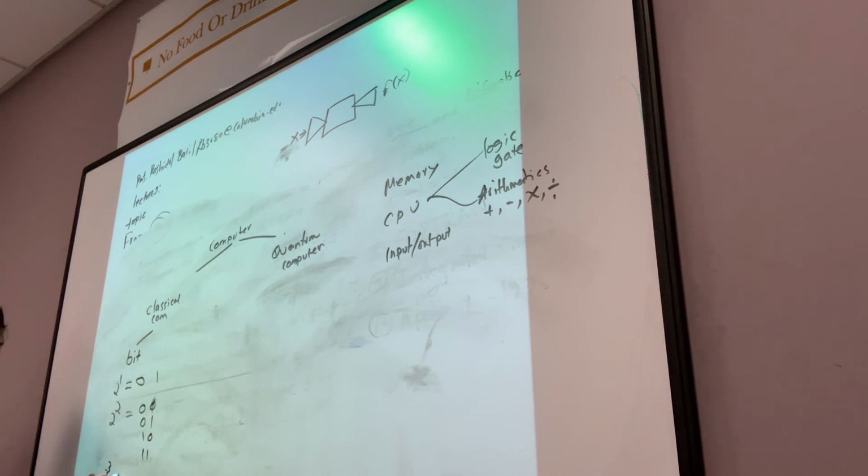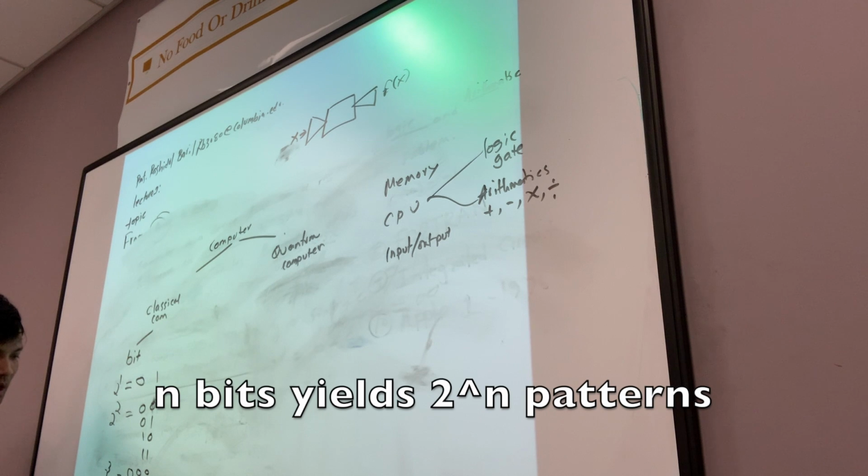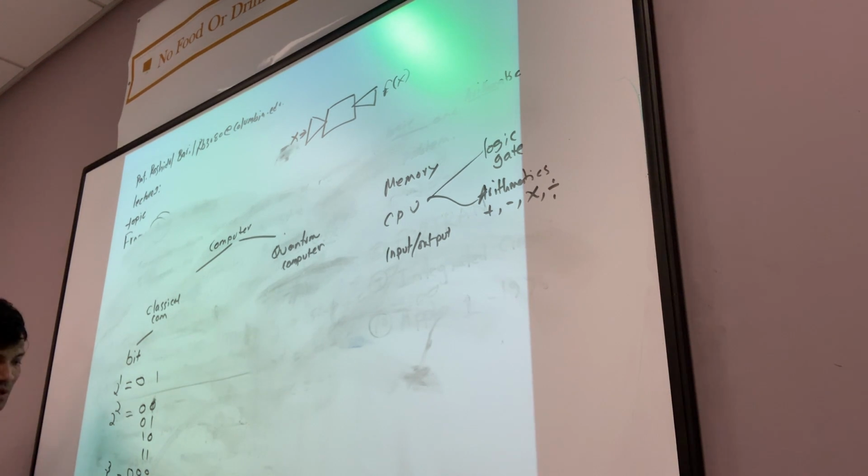Help me out. 3 bit. 0, 0, 0. Okay, sure. 0, 0, 0, 0, 0, 1. 0, 1, 0. Okay. 0, 0, 1. Okay. 1, 0, 0. All the way. Last one. Tell me the last one. 1, 1, 1.